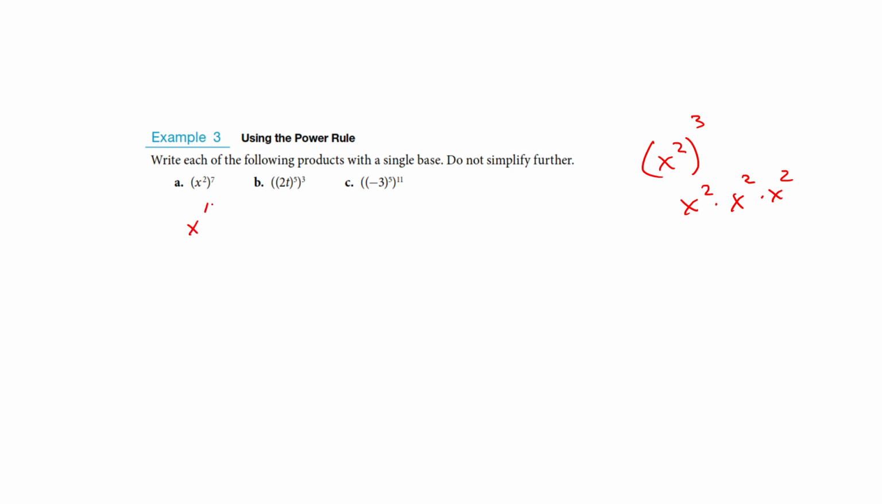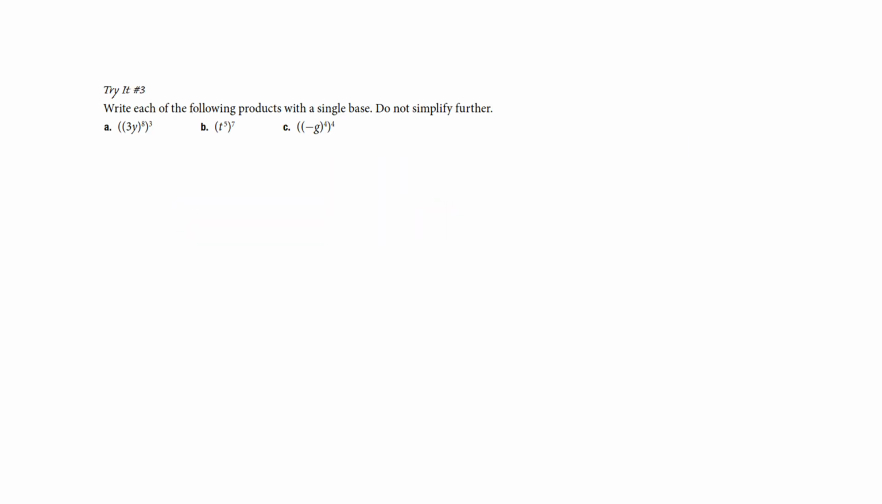So I've got x to the 14th there. Now all of this is to the 5th power, then to the 3rd. So that's multiplication, the 15th. This negative 3 is to the 5th power, and then the 11th. I can multiply that and get to the 55th power. Okay, pause it if you want to try. I'm taking a power to a power, so I'm going to multiply.